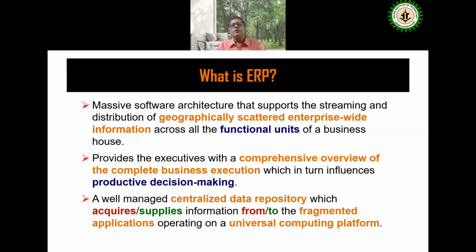Suppose in a particular region, the customers are oriented towards an economic product. In that case, what possible action can be taken? It is decided by the executives using this ERP software. It can be said that it is a well-managed centralized data repository which acquires and supplies information from or to the fragmented applications operating on a universal computing platform.